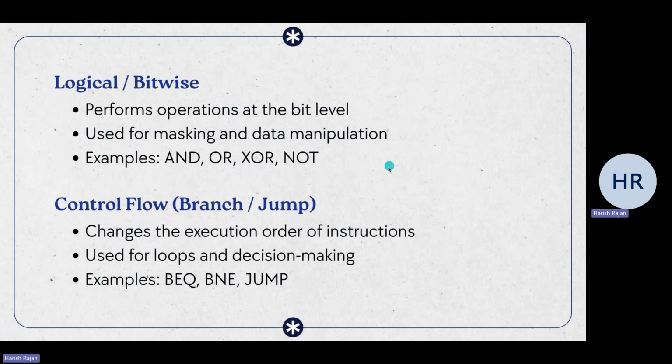We have logical and bitwise next. This performs operations at the bit level. Logical operations, I'm pretty sure we've all studied in some subject or the other: AND, OR, XOR, NOT. It'll take two different values and do a certain comparison, and its output will be stored in a register. Used for masking and data manipulation. We can check what this means on our own. I do not think it is very necessary, but just in case you feel like you should know, then you can.